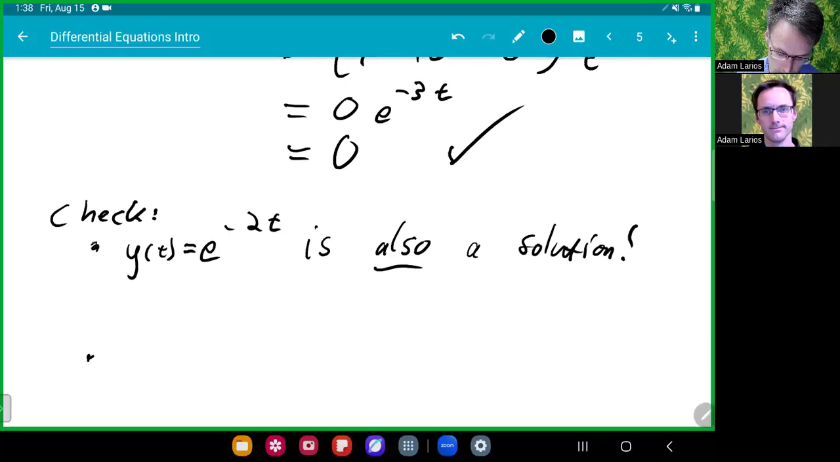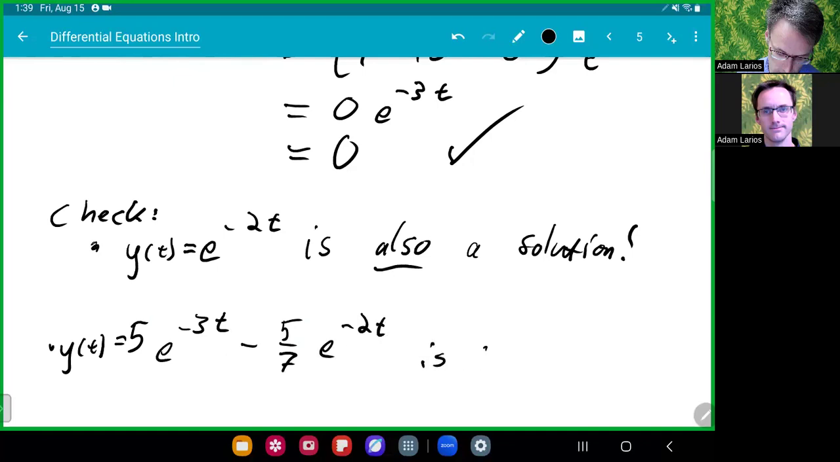You can check that 5e to the minus 3t, so I should say y of t. Again, each time I'm writing y of t, I'm meaning a different y of t. Minus 5/7 e to the minus 2t is also a solution. In fact, there are infinitely many solutions.